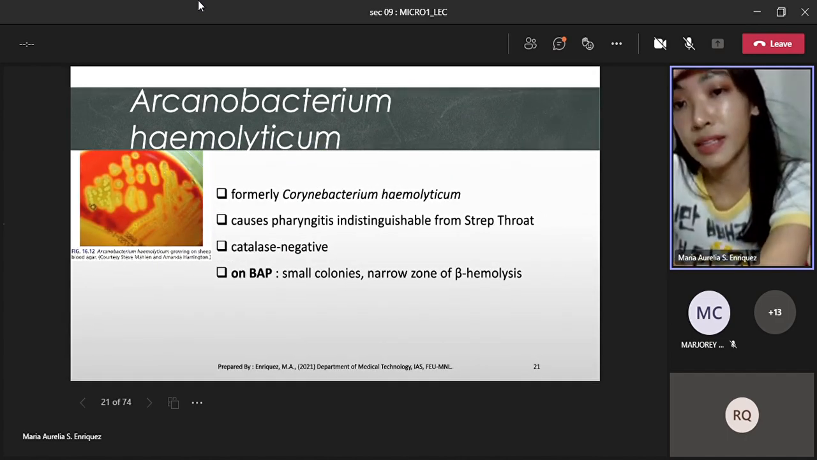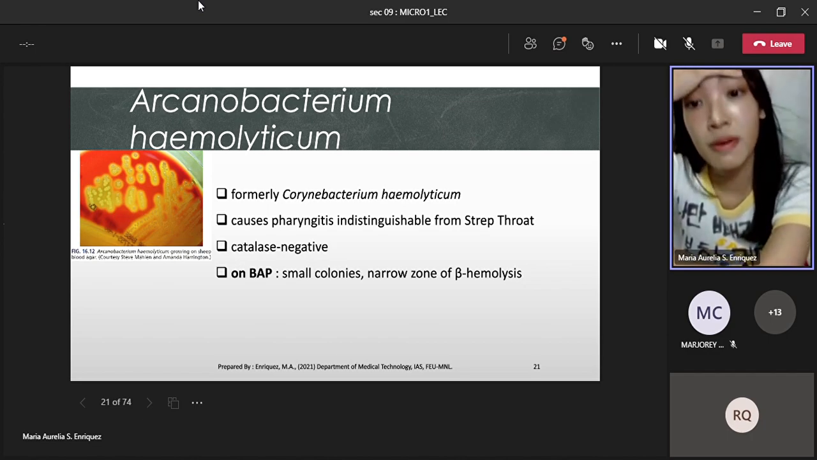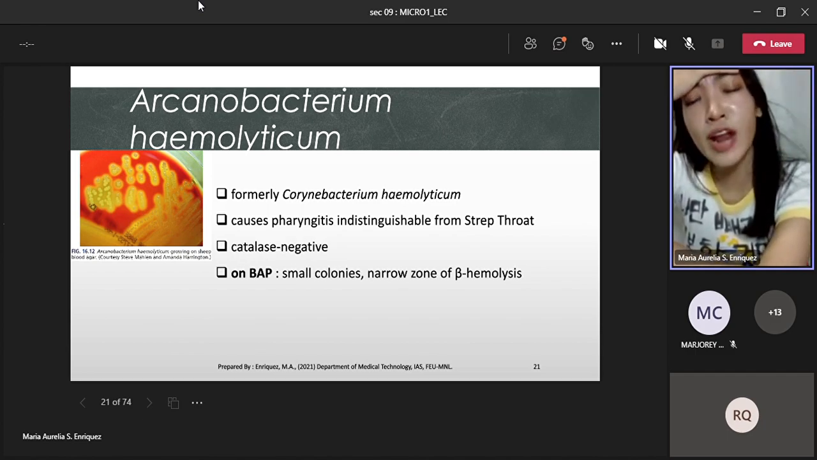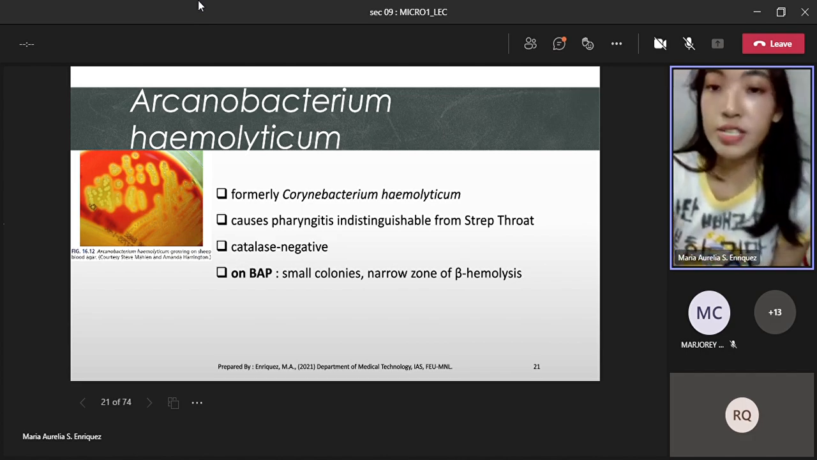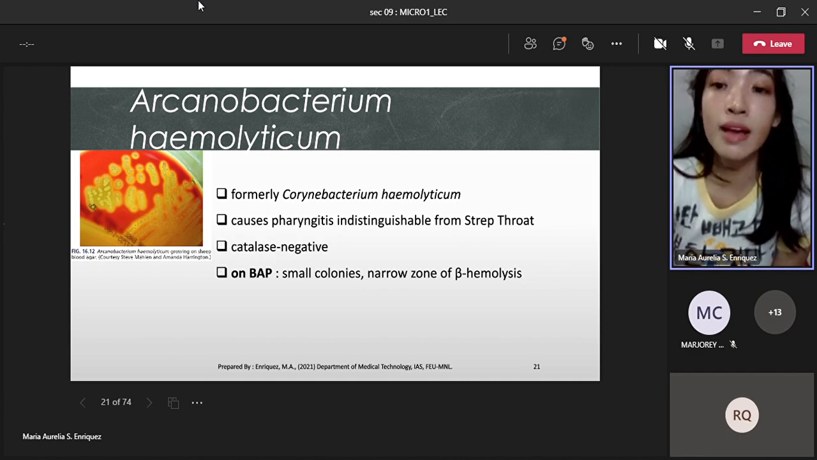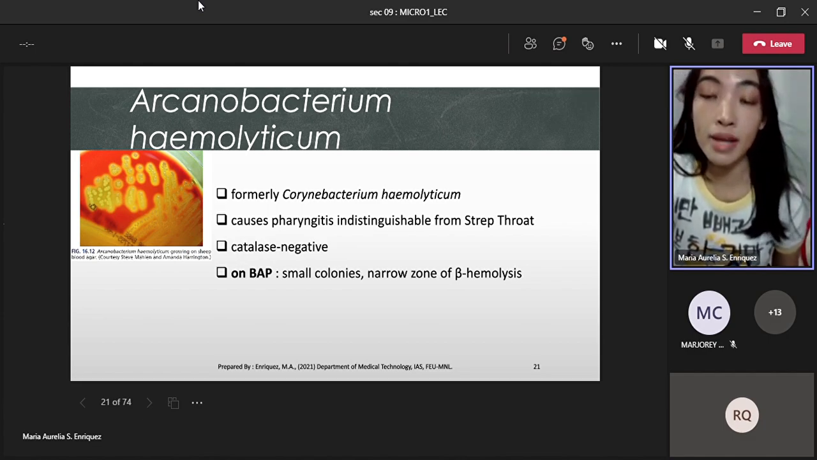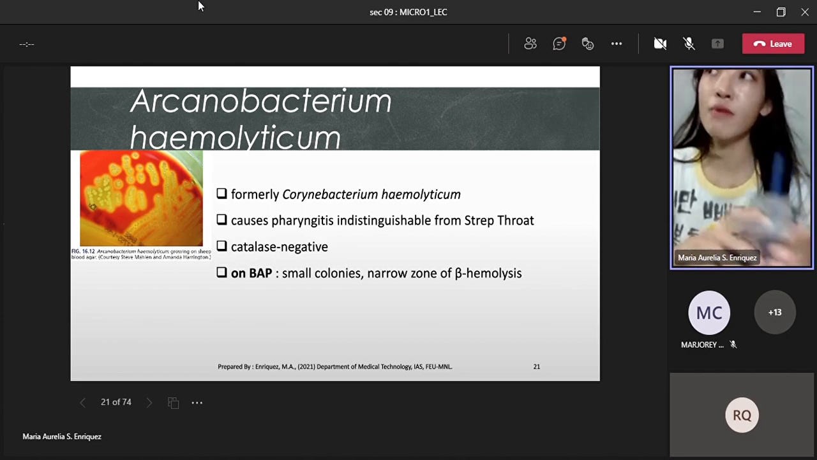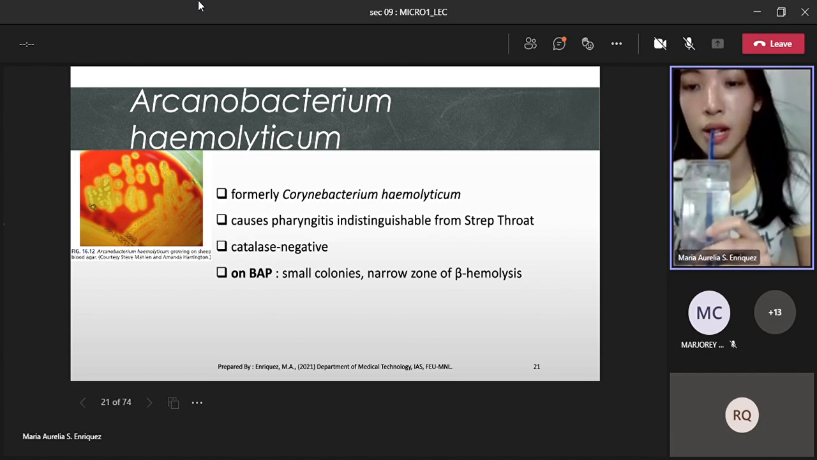Next is Arcanobacterium haemolyticum. So the primary human pathogen in this genus is Arcanobacterium haemolyticum, which is formerly known as Corynebacterium haemolyticum. So the pharyngitis that is caused by Arcanobacterium haemolyticum can be mild or severe, and this is often clinically indistinguishable from pharyngitis caused by beta hemolytic streptococci. So kahawig niya daw po yung clinical presentation ng strep throat.